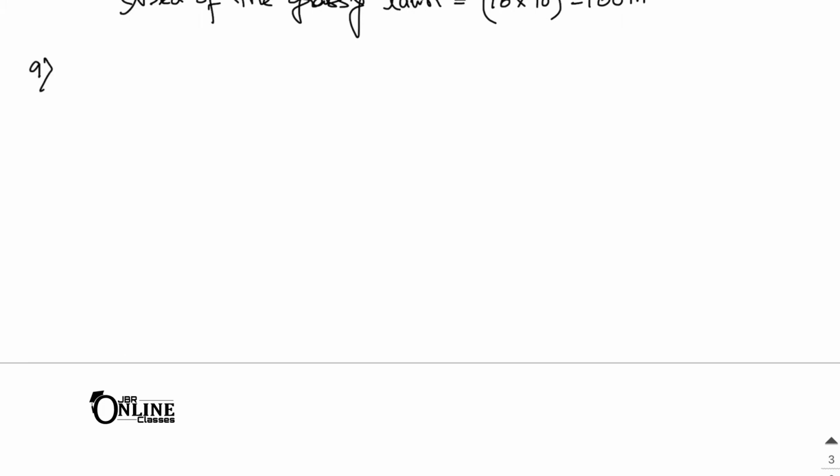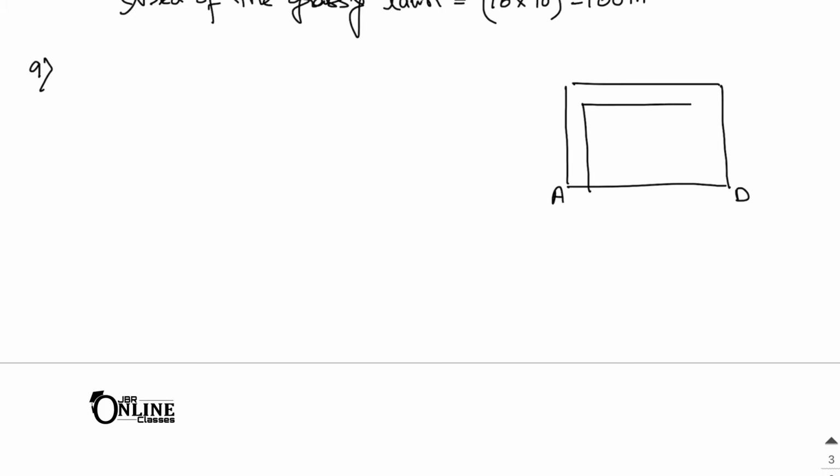In sum number 9, the shaded region of the given diagram represents the lawn in front of a house. On three sides of the lawn there are flower beds with width 2 meter. So find the length and the breadth of the lawn. So as here, suppose this one is A, this one D, and draw like this way. So it's A, B, C, D, and this one here E, F, then G, H.